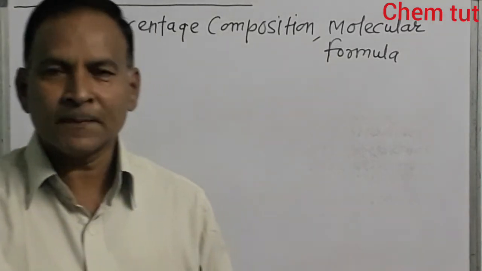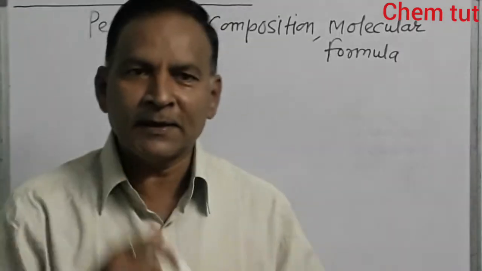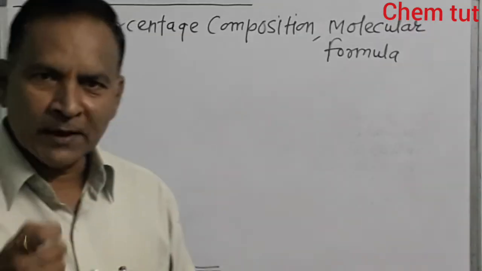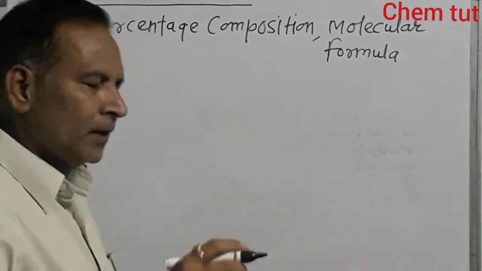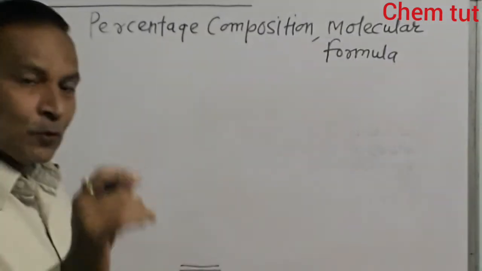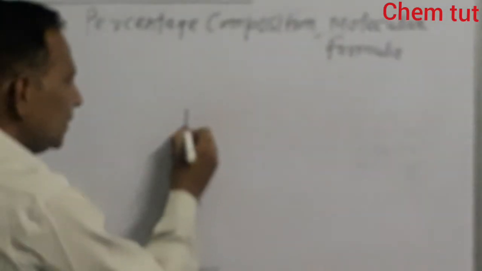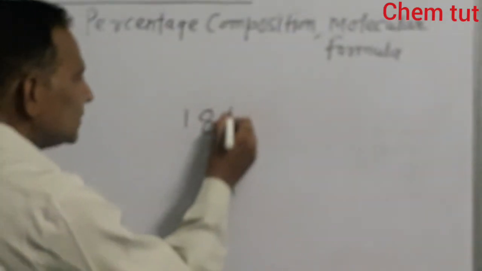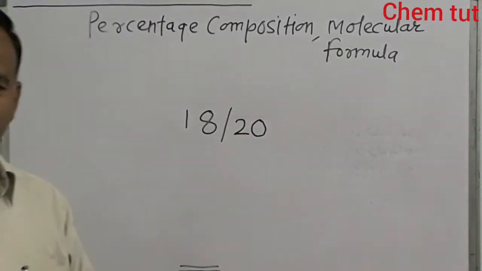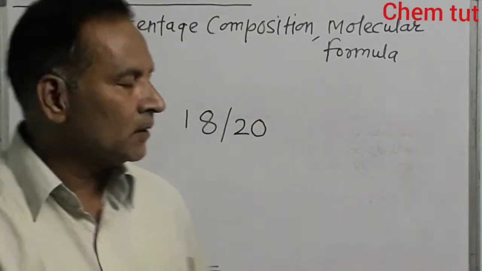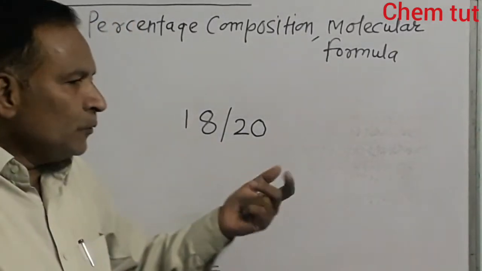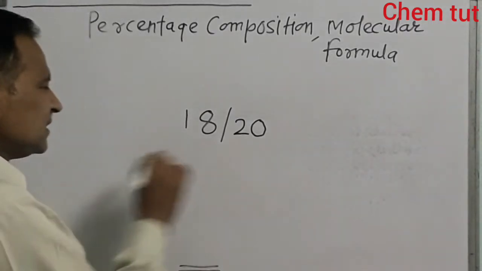So how is this percentage composition calculated in any given compound? I will explain with the help of a simple example. For example, if the score of a student in a unit test is 18 marks out of 20, how do we convert this into percentage? We do a simple calculation.